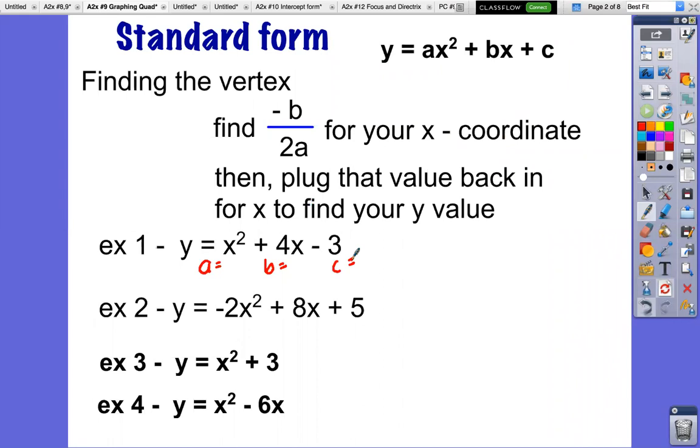So on example 1, what's your A value? 1. And B is? Positive 4. And C is? Negative 3. Perfect. Remember, the signs are going to go with it.